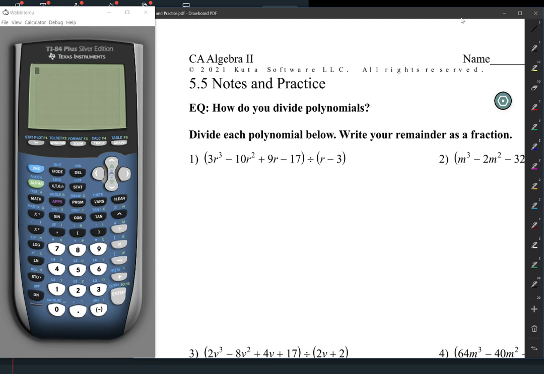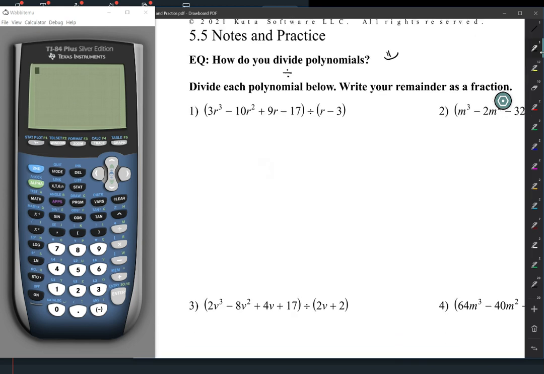Welcome to lesson 5.5. Another awesome skill today to get to teach you guys: how do you divide polynomials? Get ready, buckle up for this one. It's a fun new trick for you, and we're going to eventually use it to solve polynomials and everything.